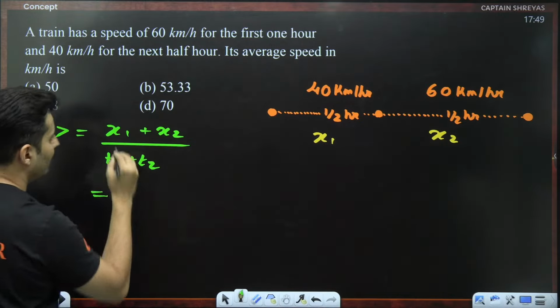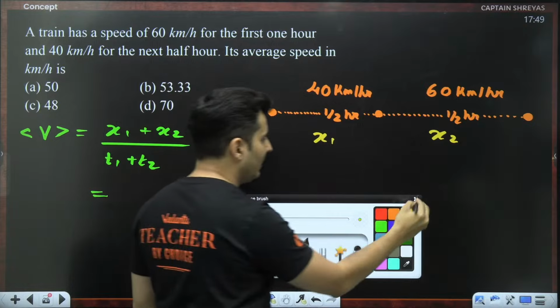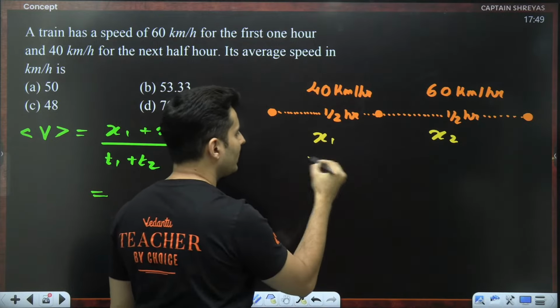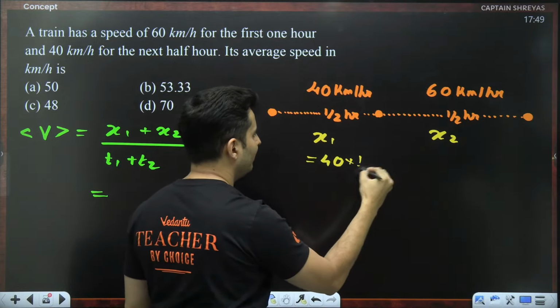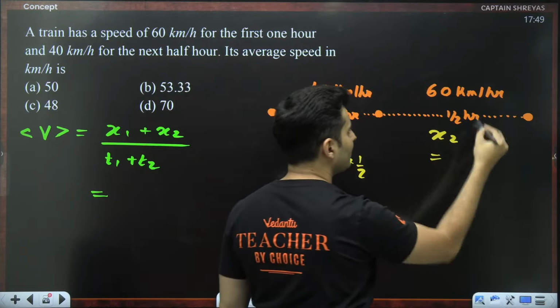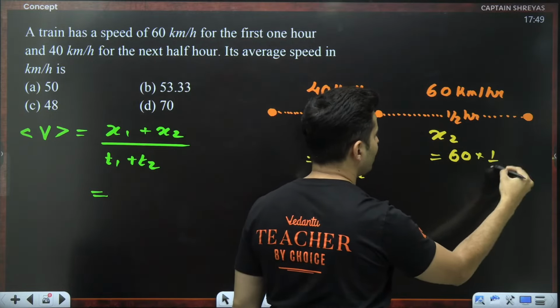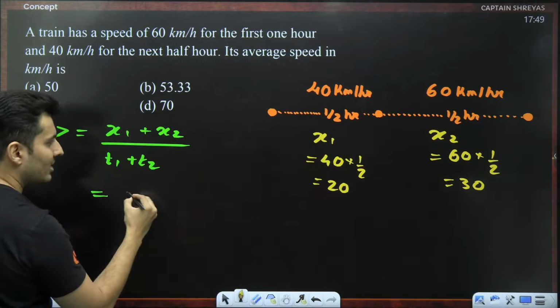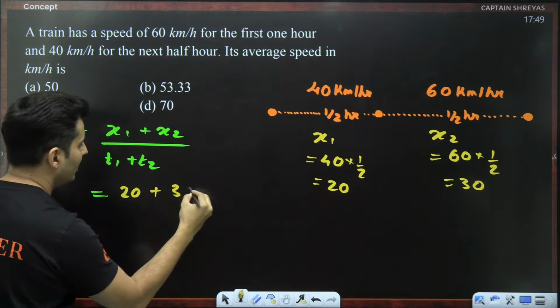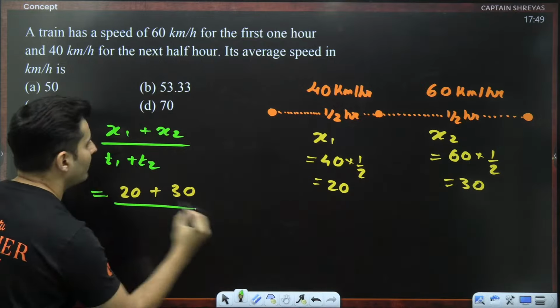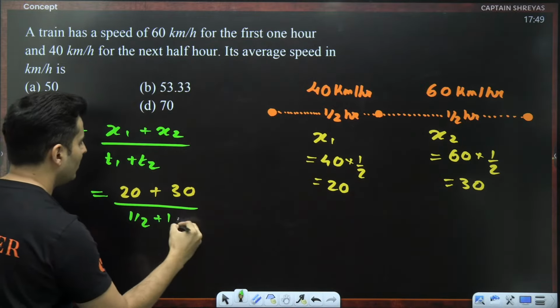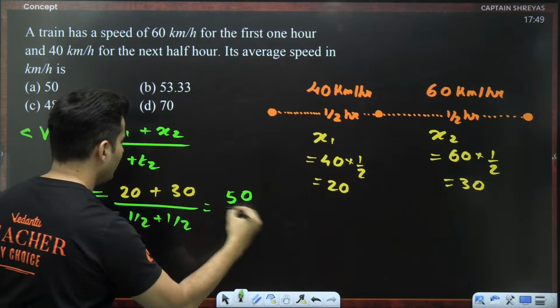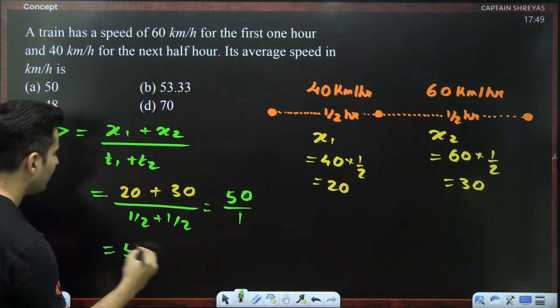Okay, what is x1 and what is x2, sir? X1, distance is speed into time. So it is 40 into half. X2, distance is speed into time. Time is half, so this is basically 30. This is basically 20. So x1 I'll put as 20 and x2 I'll put as 30. And the remaining time, t1 is half plus this is also half. 20 plus 30 is 50. Half plus half is 1. So the answer is 50.